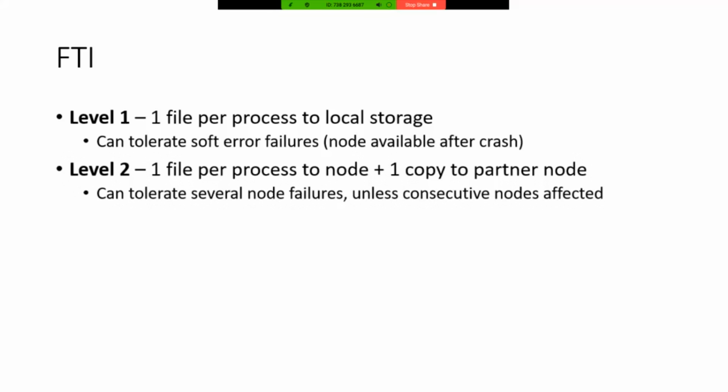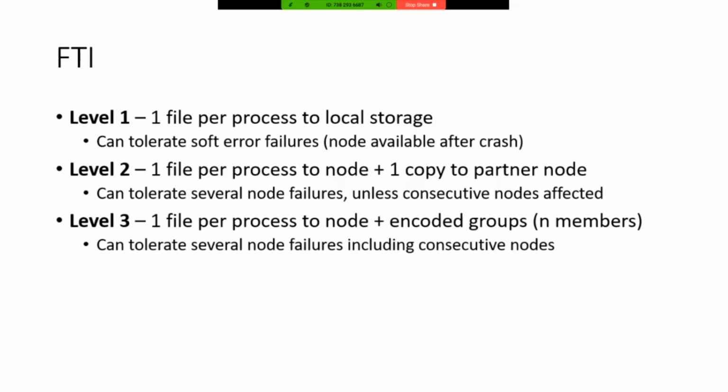Level 2 is a little bit more sophisticated. It is more reliable: we copy the checkpoint locally, and we copy it to a designated partner node. That can even tolerate node failures, because since we have the checkpoint on a partner node and this partner node is still up on the recovery, the MPI processes that were on the node that had crashed are now on another node, but they can recover because the checkpoint is still available on another node.